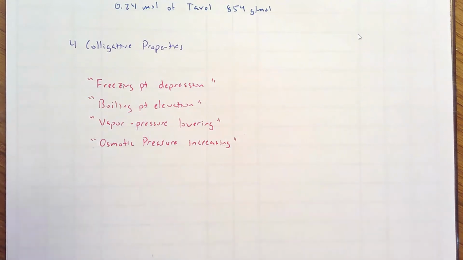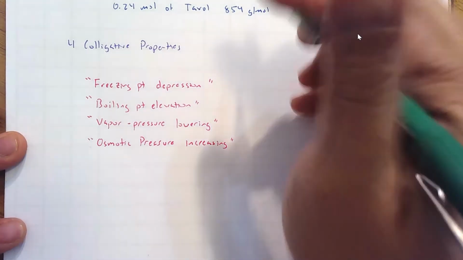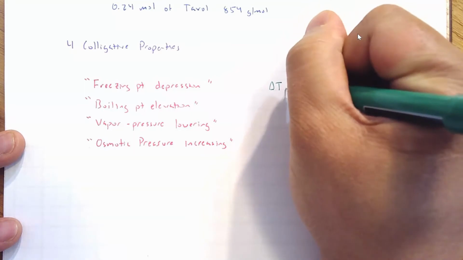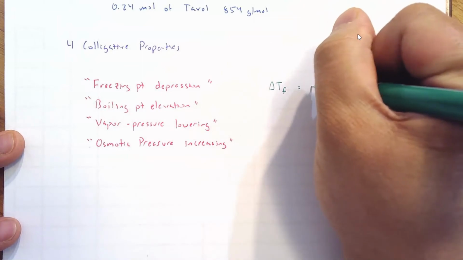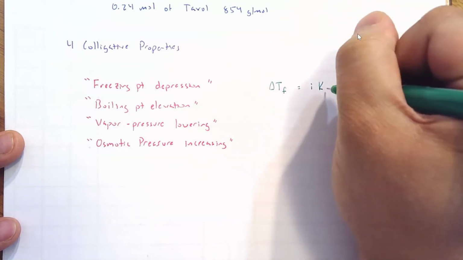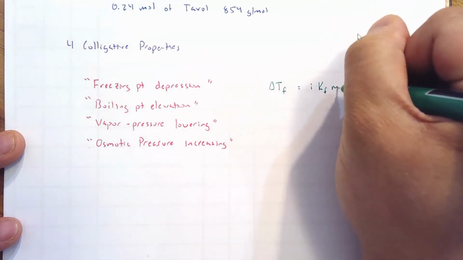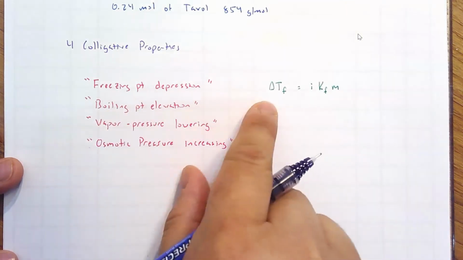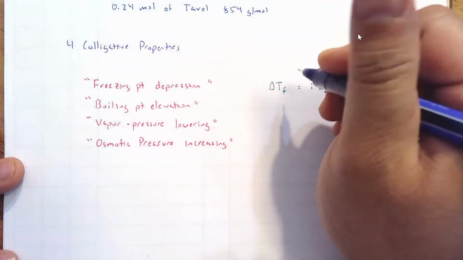Okay. I'm going to give you the equations, but I'm not going to dive deeply into what exactly each variable means. For instance, freezing point depression. The delta T of the freezing point, so the change in the freezing point, is equal to some value called i, times the freezing point depression constant, and then m. Let me explain what's going on here at least. It's freezing point depression, so how much lower do you make the freezing point? That's your delta, and it should be a positive number.